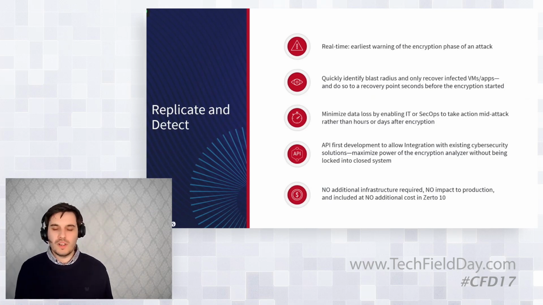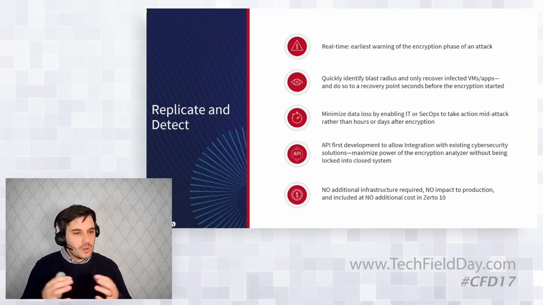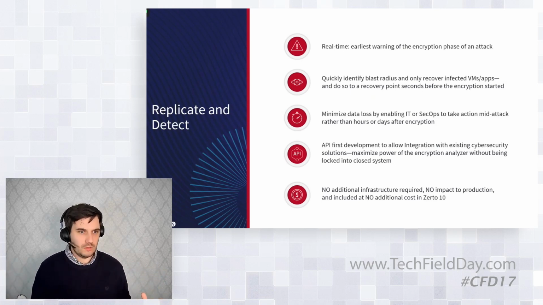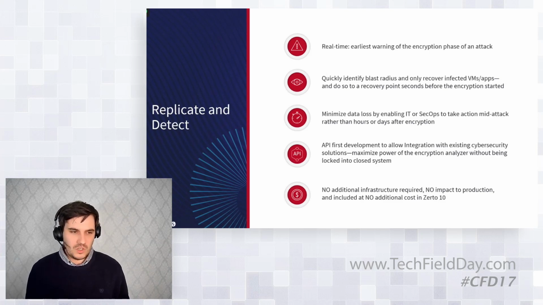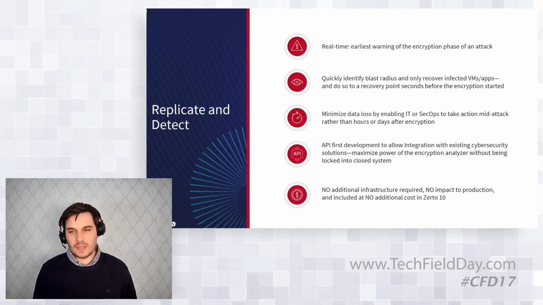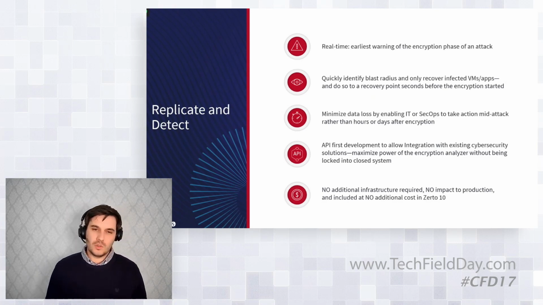I mentioned the API already. We've covered that in quite a lot of detail, and I know JP is going to cover some stuff in a second. But essentially, it's about being open with the cybersecurity solutions and saying, use the data that we've got. We've got a load of data happening in near real time. Whatever you want to do with it, use it, right? Make a dashboard, make an alerting system, do whatever you want to do with that. It's only going to help. And again, no additional infrastructure, no impact to production workloads, and no additional cost in Zerto 10 as well.